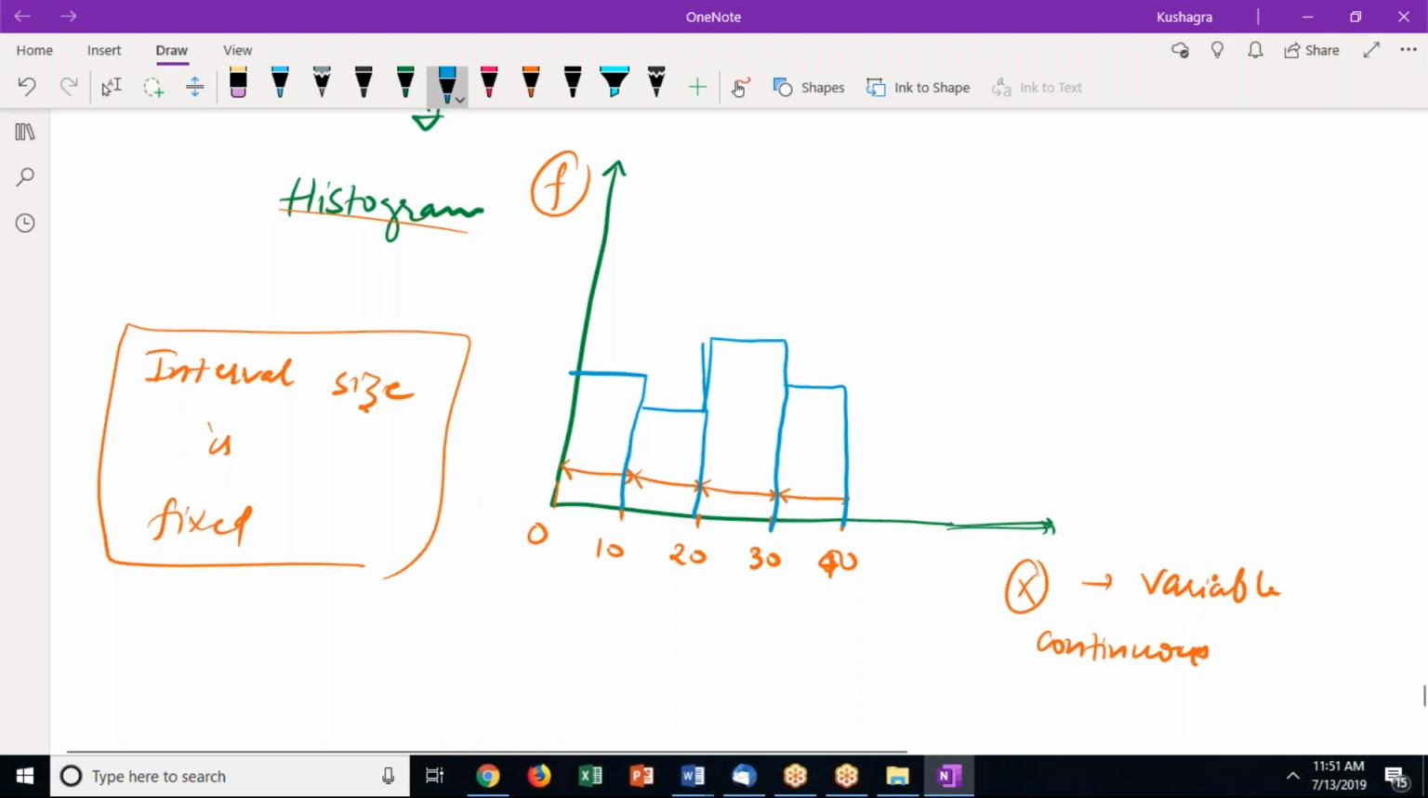Are we good till this point? So a few important things: in a histogram, the bin size or interval size is fixed. It is always for a continuous variable. The y-axis always has frequency. The x-axis always has the variable for which this is drawn.